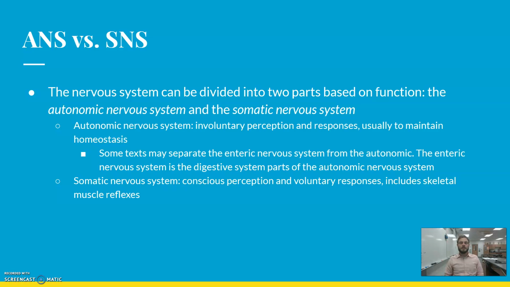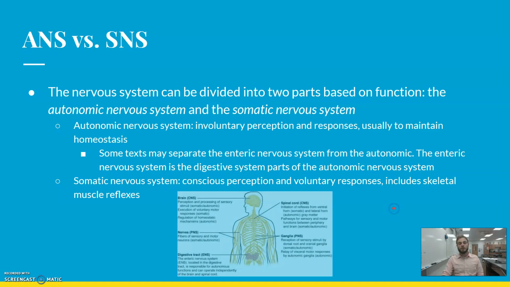Then you have the somatic nervous system. This obviously is going to be what you have conscious control over. Though it does include skeletal muscle reflexes, which you don't have conscious control over, but do rely on your skeletal muscles, which you typically have voluntary control over. This image has the enteric nervous system separated, but your nerves are going to be part of the PNS. We'll take a look at the CNS and PNS on the next slide. But you can see some of the roles that each of these are playing in your nervous system.